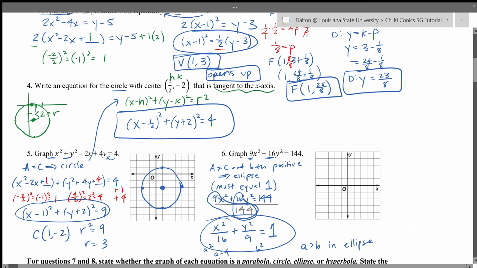So again, the center point is at 0, 0 because I have no x minus h and y minus k. If a is equal to 4, that means in the x-axis direction, we go 4 to the right and 4 to the left. Under y squared is 9, which means b must equal 3. So in the y direction, we will go up 3 and down 3. And there's our ellipse.